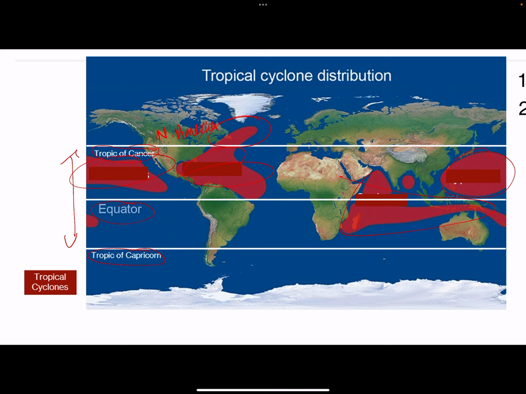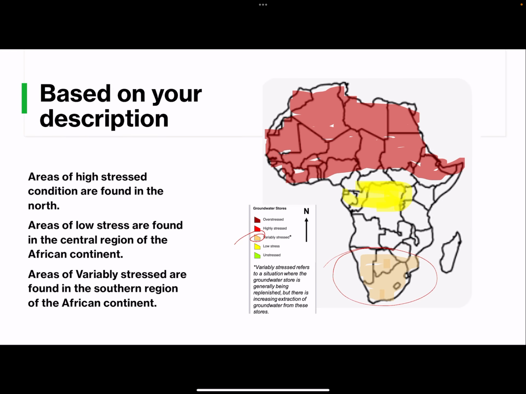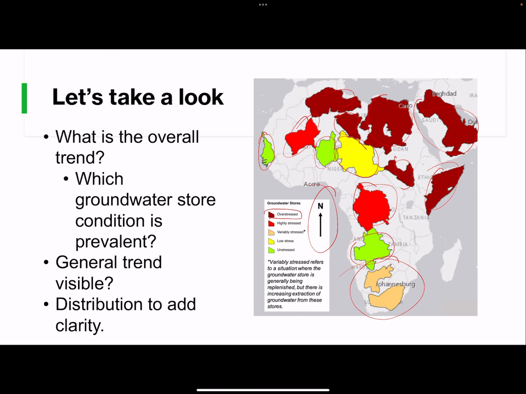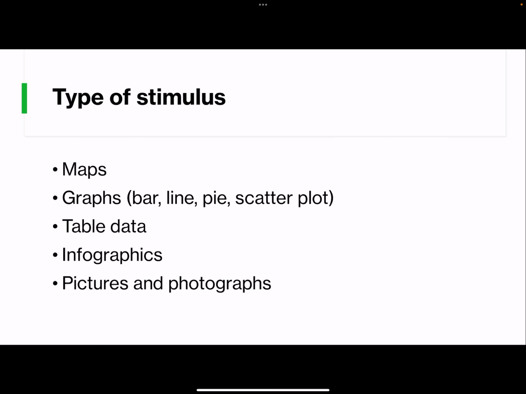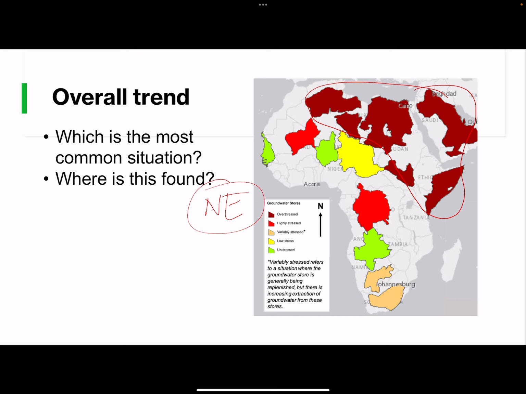So by indicating all these areas, I will give a clear enough description for the marker to be able to reproduce or to shade out which areas we would find tropical cyclones on a blank map. Okay, so once again, I'll come back to this very important slide that we have. Remember what's the function of this? The function of it is really to recreate, based solely on the description provided, as accurately as possible. So your description must be very, very accurate.